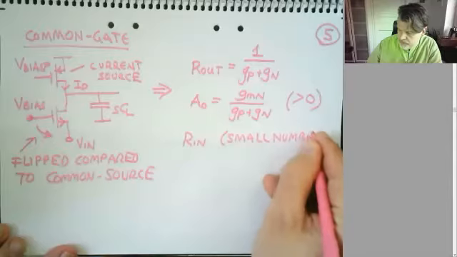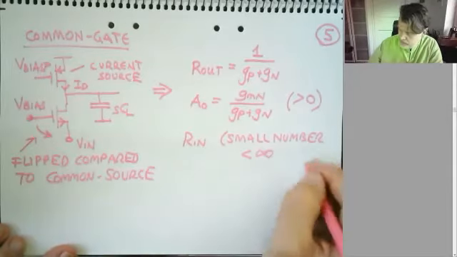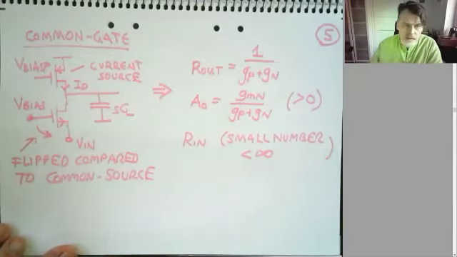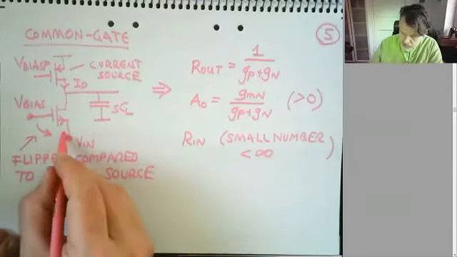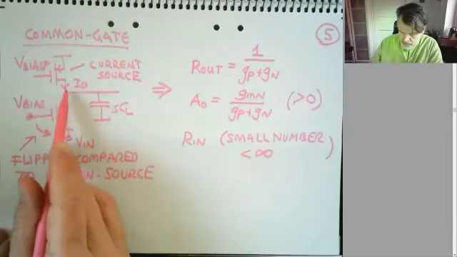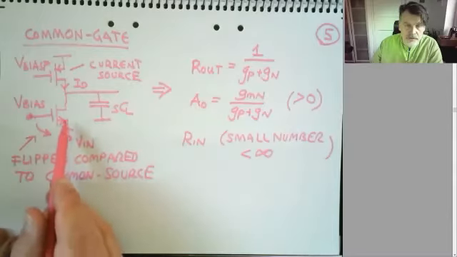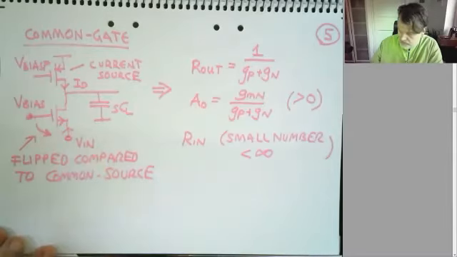It's not necessarily small per se, but it's at least less than infinite, unlike the other cases. Why is it less than infinite? Well, obviously we can throw in a current here because this current has to go somewhere. So there is a current going from the input voltage source into the transistor here.